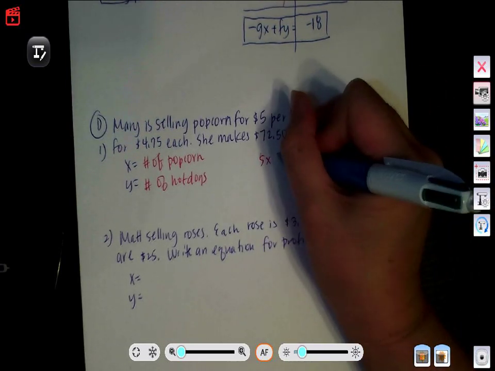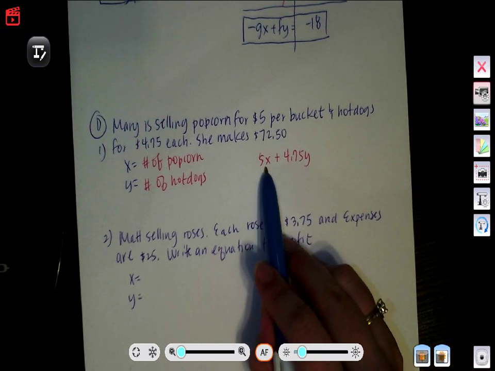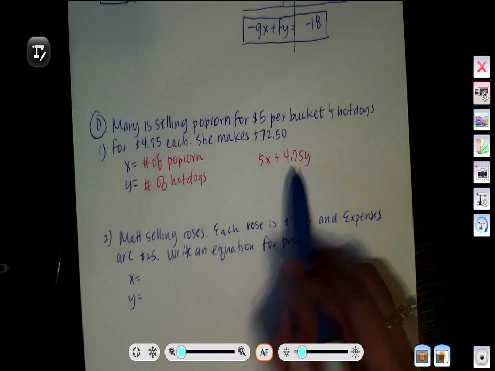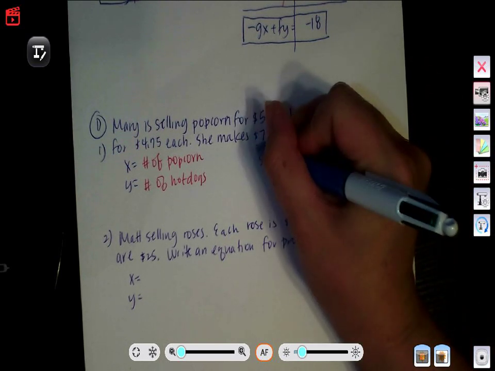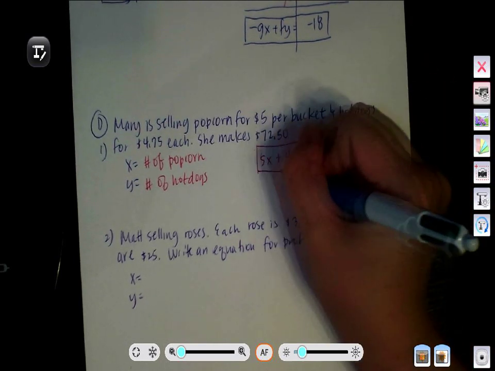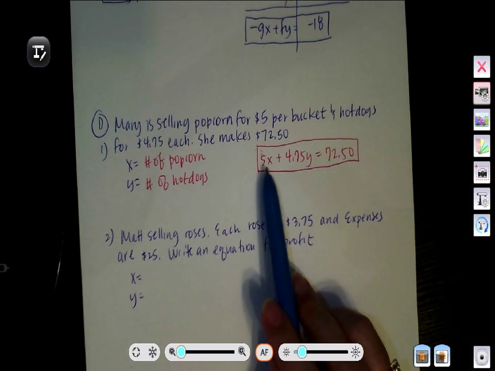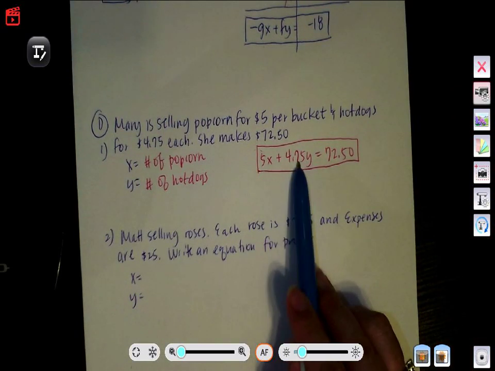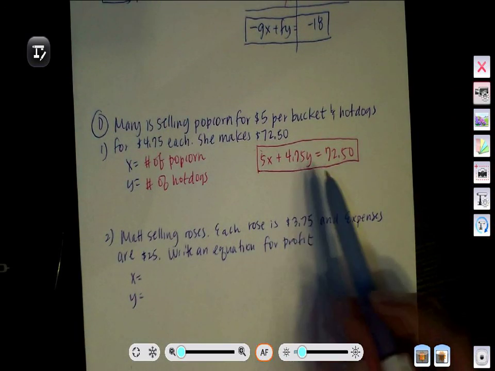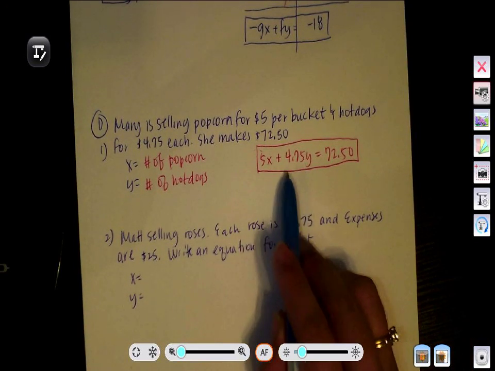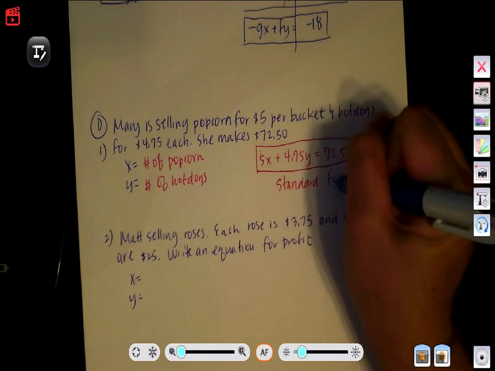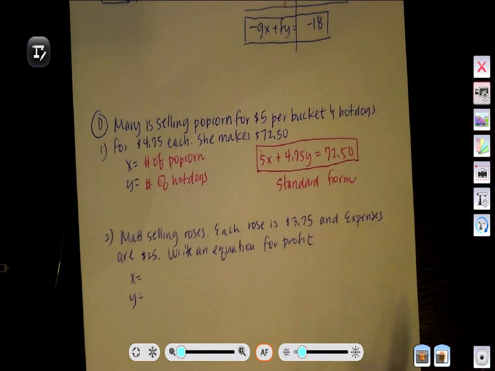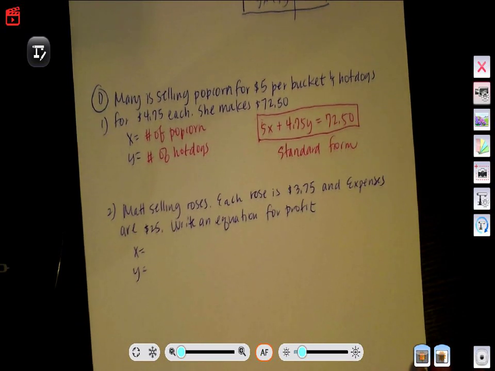Okay. Either way, when I add how much I make from the popcorn and how much I make from the hot dog, she made a total of $72.50. So if you look at the equation, the price for popcorn plus price of hot dog is equal to total price. The variables are on the left hand side, so this is actually in standard form. And it totals the number of total dollars.